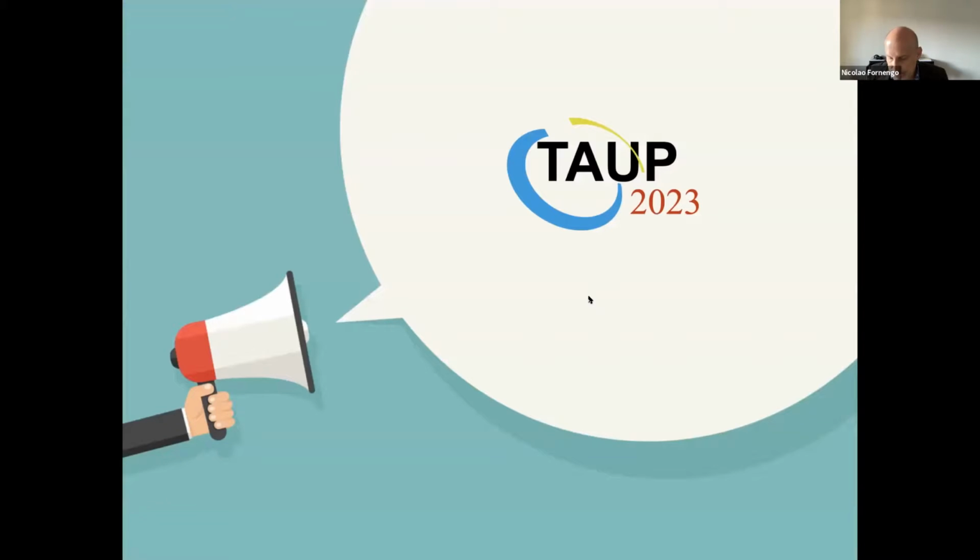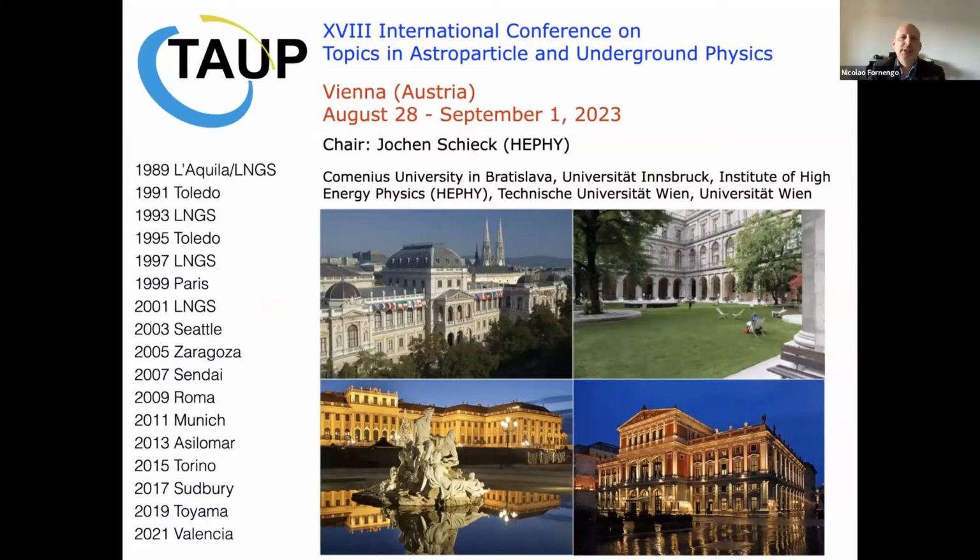The conference is actually completed, and the last thing that remains to be done from my side is to announce the next venue. So the next TAUP, in 2023, will be hosted in Vienna. It will happen from August 28th to September the 1st, and will be chaired by Jochen Schieck from HEPHY. The organizing institutions are the Comenius University in Bratislava, the University of Innsbruck, the Institute of High Energy Physics in Wien, HEPHY, the Technical University in Wien, and the University of Wien.